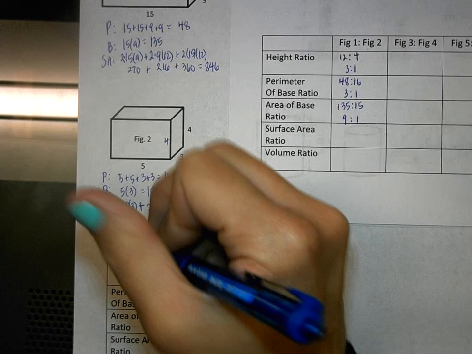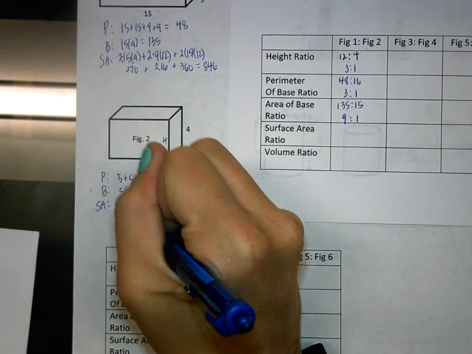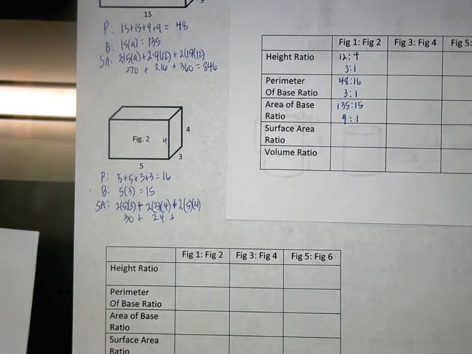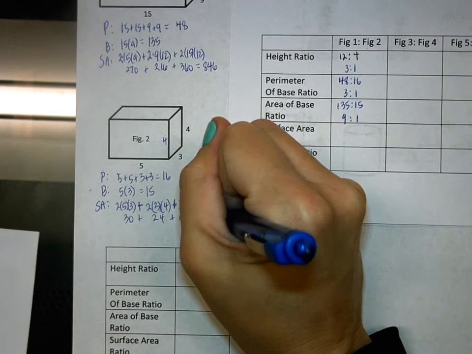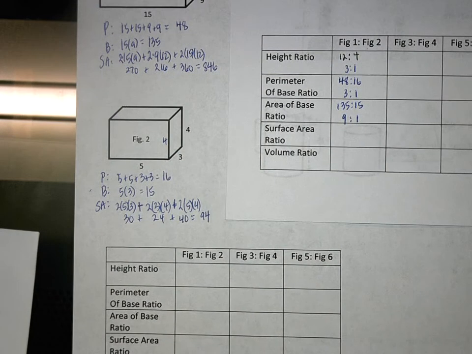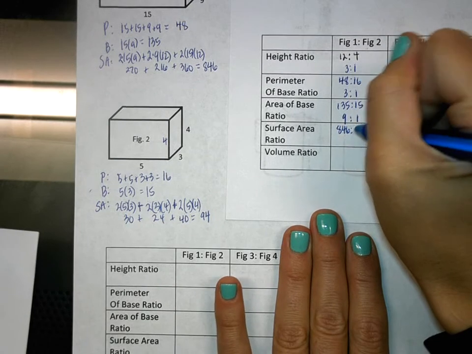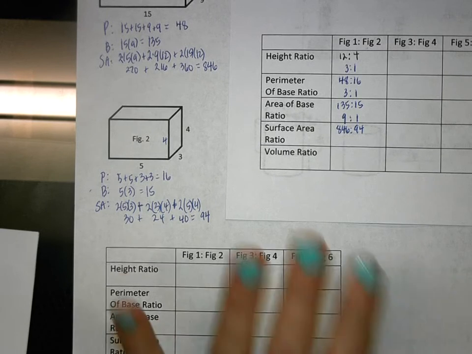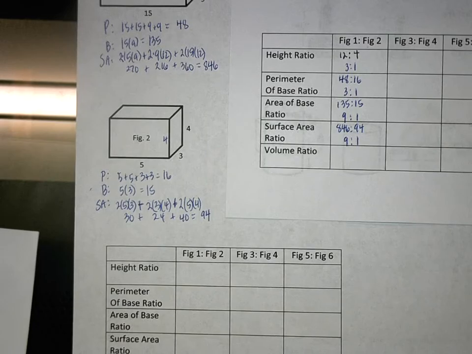Do we have questions on any of those? Okay, so 2 times 5 times 3 is 30, 2 times 3 times 4 is 24, and then 2 times 5 times 4 is 40. And that all adds up to be 94. So when we write that ratio, we have 846 to 94. And if I divide by 94 to both of them, they reduce to 9 to 1. Am I going too fast?